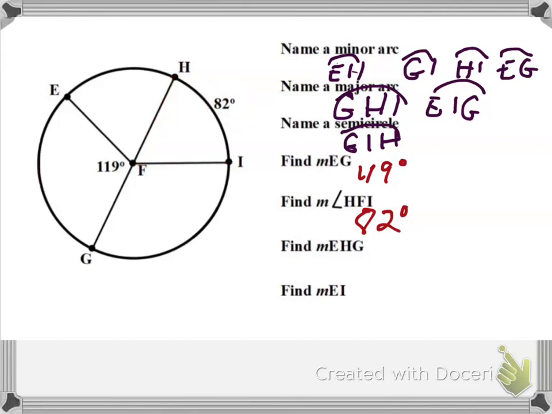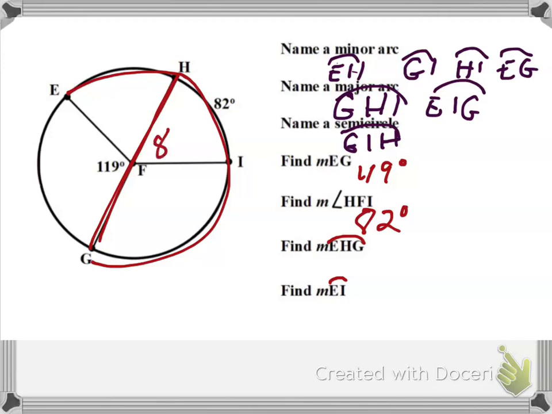What's the next one? Find the measure of arc EHG. So from E to H and then around to G. So we want to find the measure of that. Okay, so this is going to take a little bit more work, but still not bad. Because, again, we know that this is a straight line. We can see that. So that means that's 180 degrees.